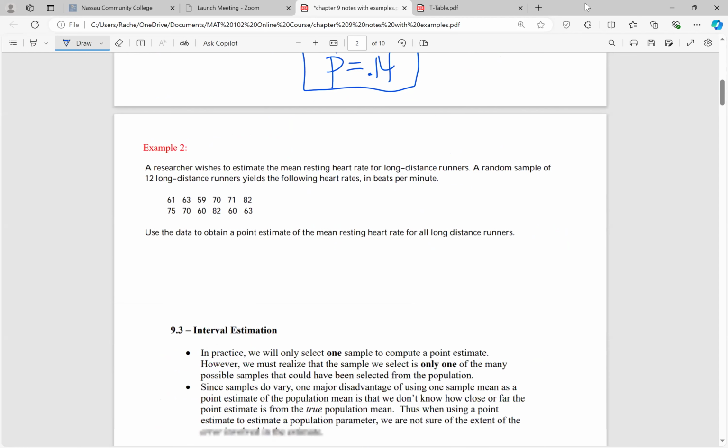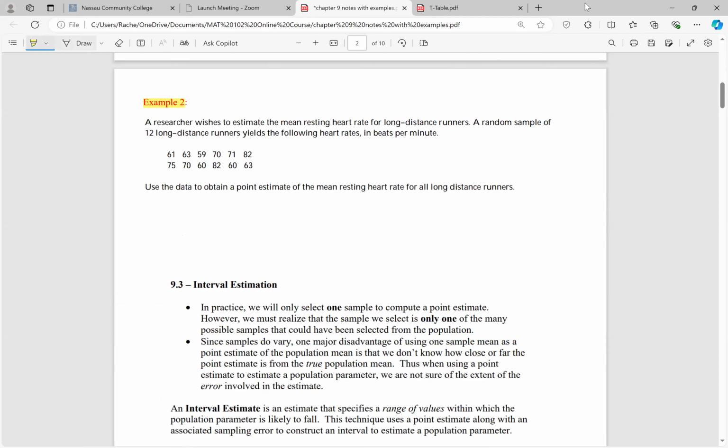So let's do one more example, example 2. A researcher wishes to estimate the mean resting heart rate for long-distance runners. A random sample of 12 long-distance runners yields the following heart rates in beats per minute. So here's my data set. So I actually gave you a data set in this case. So this represents the 12 heart rates for the people in the sample.